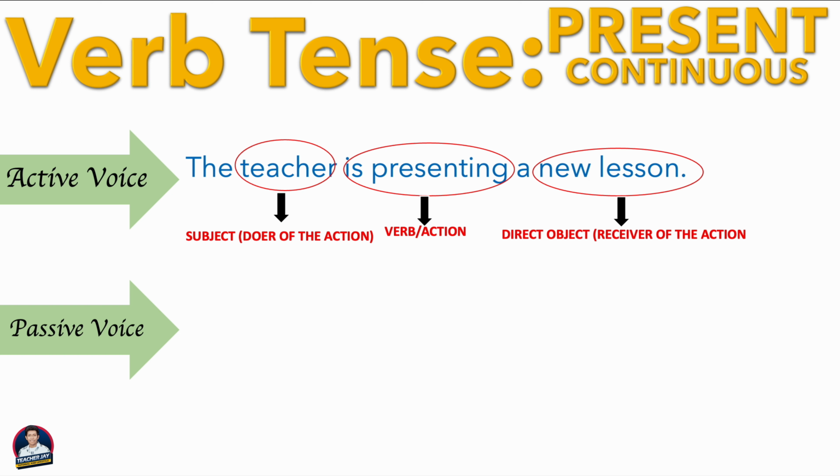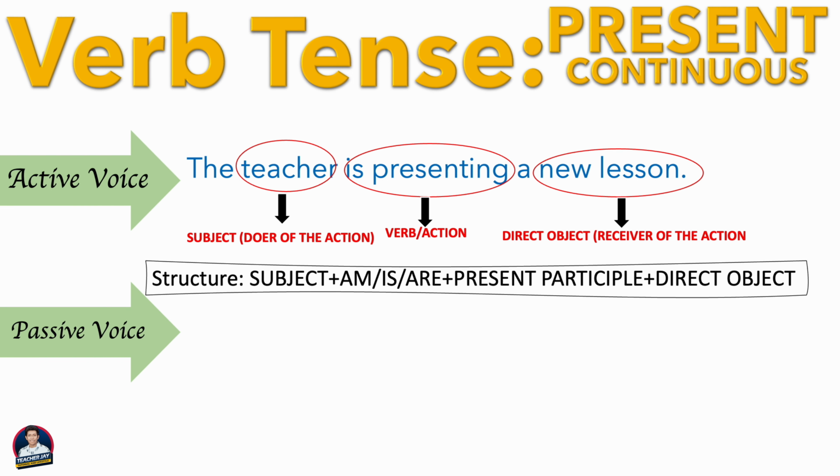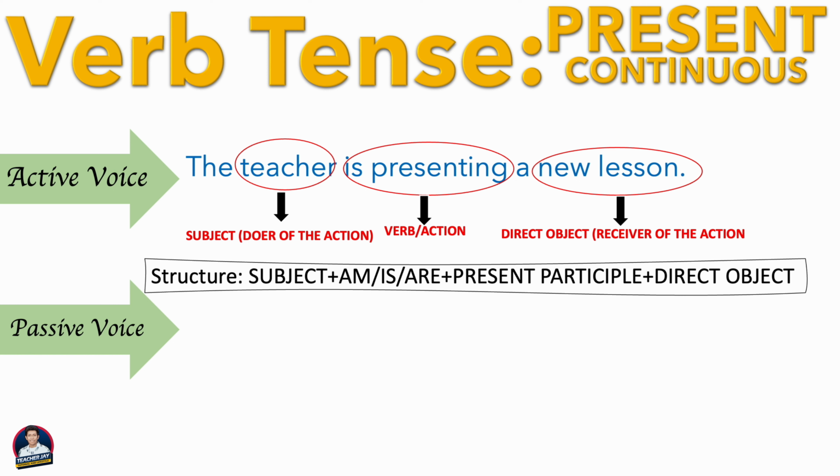As you can see in this example, our subject, the teacher, is the one performing the action, which is presenting a new lesson. And in this example, we use the structure subject plus linking verb am, is, or are, depending on your subject. If you use the subject I, it needs to be paired with am. If the subject is singular, is, and if the subject is plural, pair it with the linking verb are. In this case, the teacher is singular, so we're using the verb is, and then the present participle form of the verb, which is presenting. When I say present participle, it's the ing form of the verb, plus the direct object.